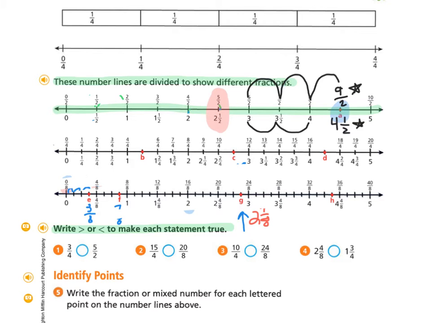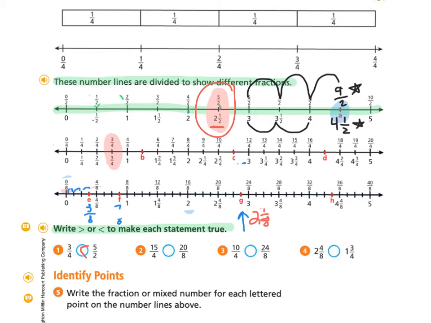Now that I've erased, I can see that 3/4 is less than 1 whole. Comparing my fraction 3/4 with 5 halves, I can clearly tell using my number line that 5 halves is bigger. In fact, it's 2 wholes and 1 half. So I'm going to write less than. 3/4 is less than 5 halves.